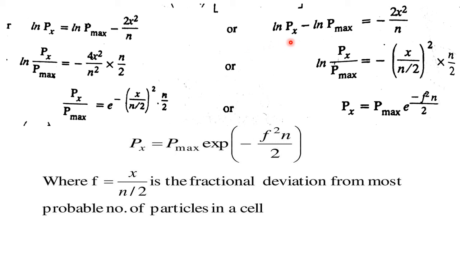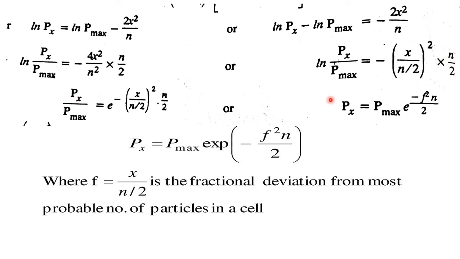So we can write it as log of px. We can take this to the left hand side. It will be log px minus log p maximum is equal to minus 2x square divided by n. Here multiply and divide by n upon 2. So log m minus log n can be written as log of m upon n, equal to minus 4x square upon n square multiplied by n upon 2. Or we can say that log of px upon p maximum can be written as minus x divided by n upon 2, it is nothing but I have taken 2 in the denominator. That means it will be x divided by n upon 2, the whole square, multiplied by n upon 2.